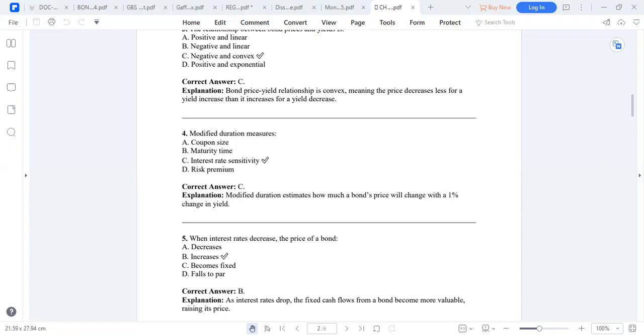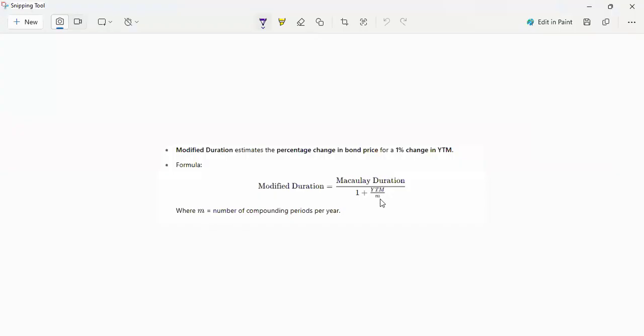Here we use the Macaulay duration. The formula, for those that have joined the class, I don't know that you remember, I also sent you the notes, is given by the following. The duration formula is given by Macaulay duration over 1 plus yield to maturity over m, where m stands for the number of compoundings.